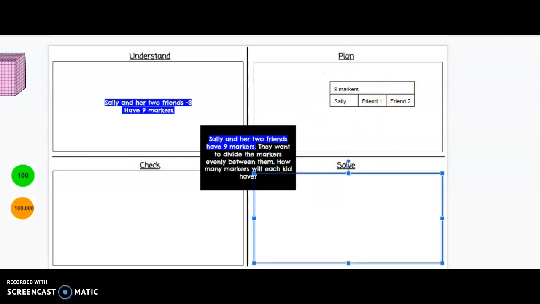So we're going to go to solve, because we understand that it's Sally and her two friends, and we understand that they have 9 markers that they want to divvy up. We made our plan. We know that the total amount of markers that we have is 9, and we know that there's 3 people or equal groups that need the markers. So we're going to move to solve.